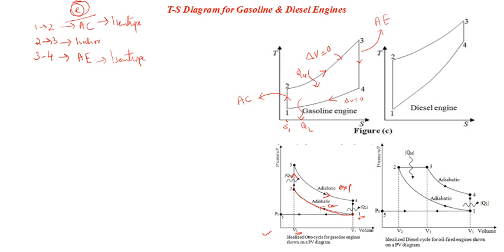Because 1 to 2 in the TS diagram and 3 to 4 in the TS diagram both represent adiabatic curves, adiabats. By the very definition of adiabats, there should not be any heat transfer occurring during an adiabatic process. So there is no chance of even thinking about some heat transfer occurring during 1 to 2 or 3 to 4.